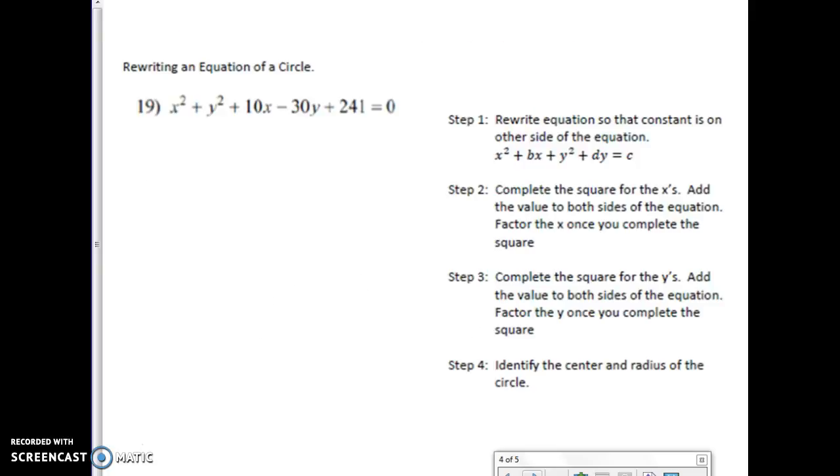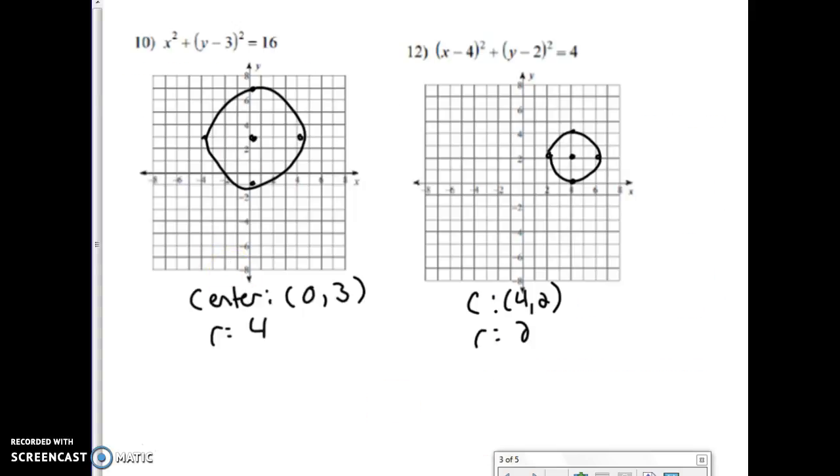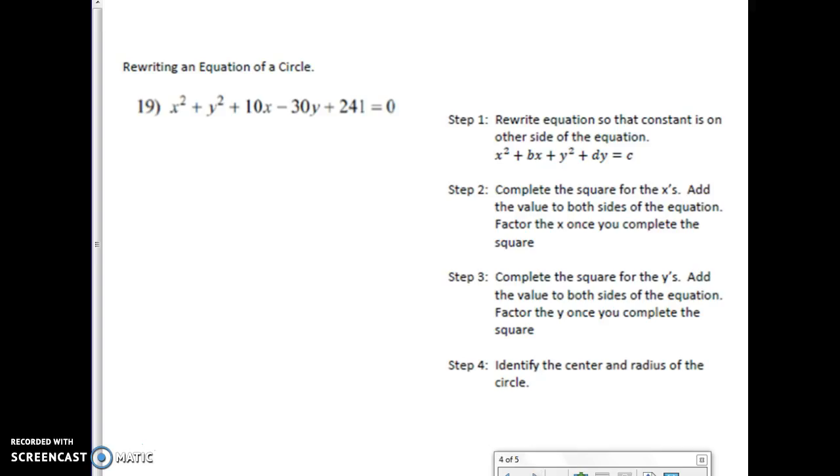So now, what I want to try to do is take an equation. We're looking at jumping to number 19. What I want to do is write this equation in a similar form to the way this is. So what that means, guys, is I'm trying to rewrite this so that it's (x minus h) squared plus (y minus k) squared equals r squared.